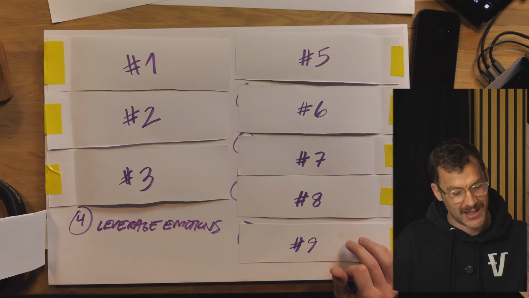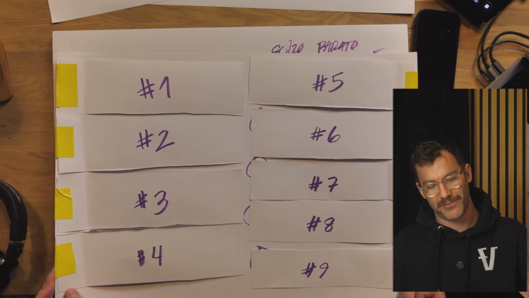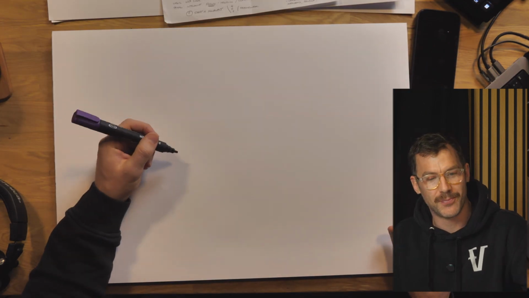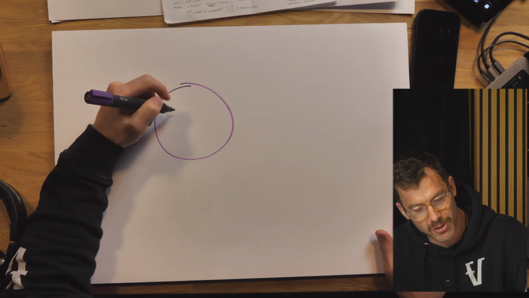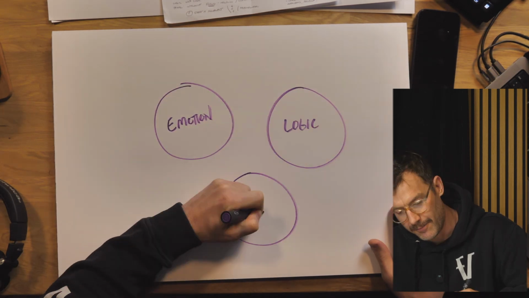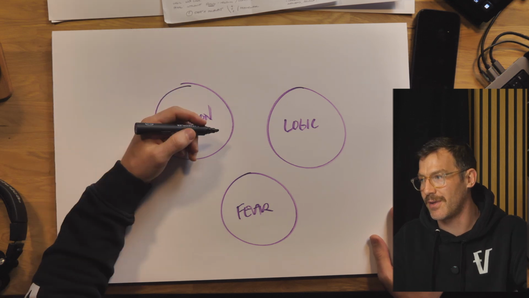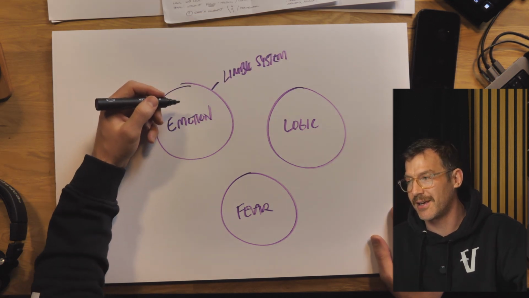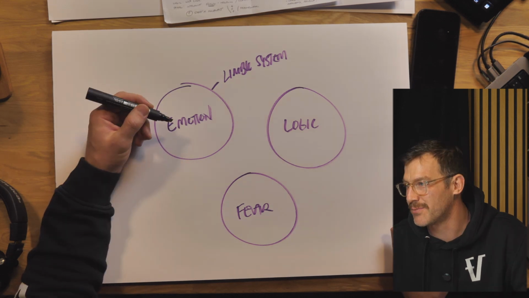Number 4, leverage emotions. Oh, leverage emotions. This is a topic in itself. How do you leverage emotions? All right, so when it comes to leveraging emotions, we want to do 3 things. We want to talk about the emotion, logic, and fear. Basically, emotions are part of the limbic system, and it handles gut feelings, initial reactions, pleasure, pain, and drives motivation and desire.